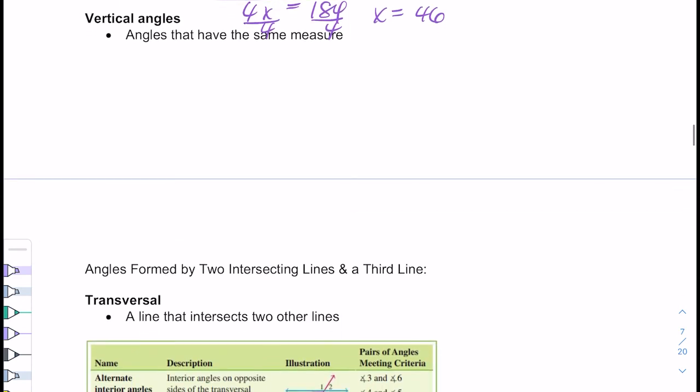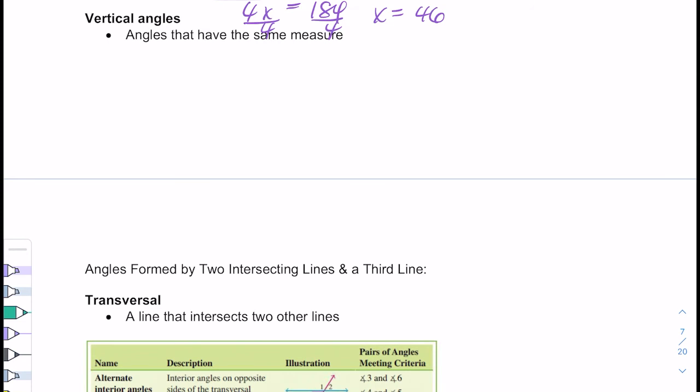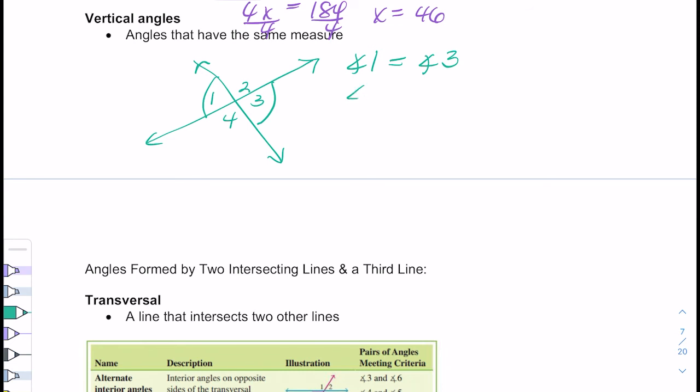Our next concept is vertical angles. Vertical angles are angles that have the same measure. They kind of look like scissors if you were to open them up. So if I was to call these angles 1, 2, 3, and 4, the angles that are across from each other, like 1 and 3, are vertical and they're always going to be equal. So angle 1 is going to equal angle 3. And the same goes for angle 2 and angle 4.